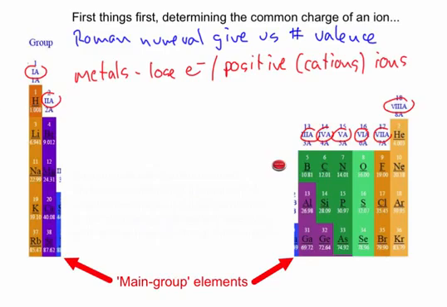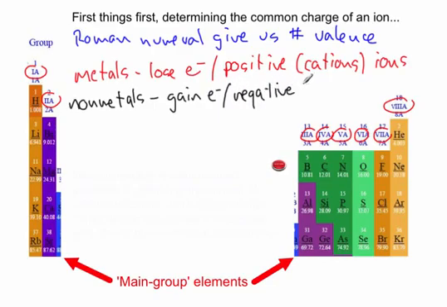On the other side of the periodic table, we have the nonmetals on the extreme right, and so the nonmetals have a high electronegativity, so they will gain electrons, and when they gain electrons, they form negative ions. We sometimes refer to these as anions, and so they will always be negative. A metal ion will be a positively charged ion. Now, so that's the first thing, Roman numerals. Second thing, metals are going to lose, nonmetals are going to gain. So then the next thing is, what's going to be the common charge?